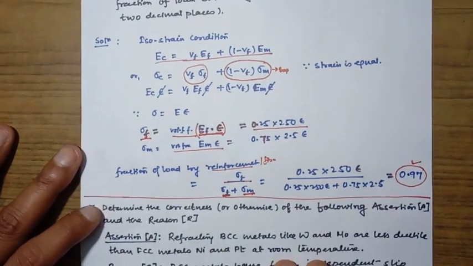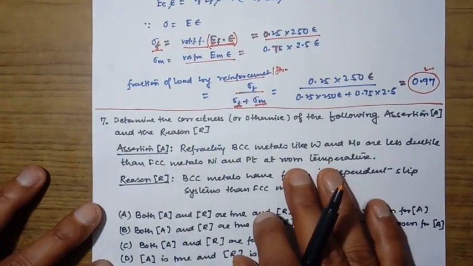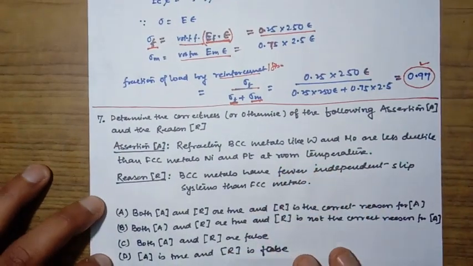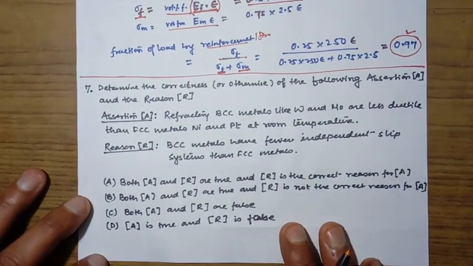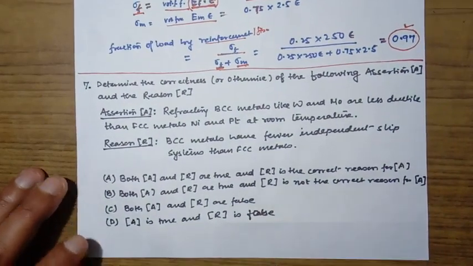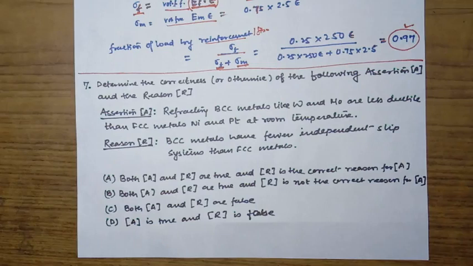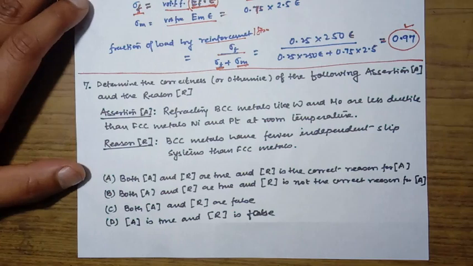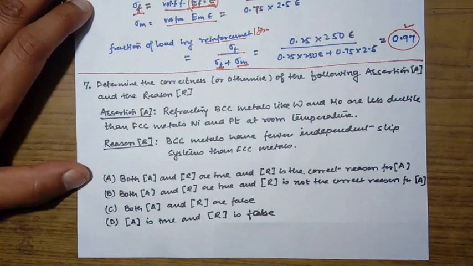Okay guys, now let us come to the seventh question. The seventh question here is, determine the correctness or otherwise of the following assertion and the reason. The first assertion is, refractory BCC metals like tungsten and molybdenum are less ductile than FCC metals like nickel and platinum at room temperature.